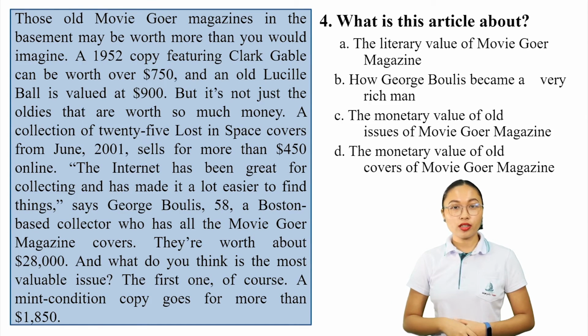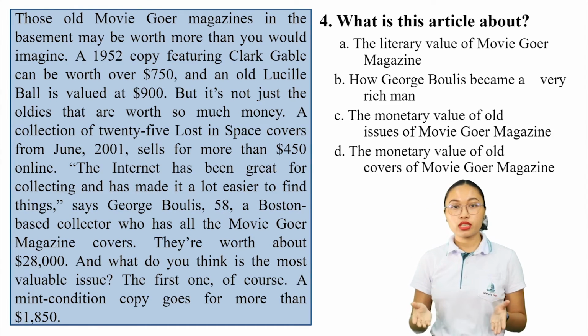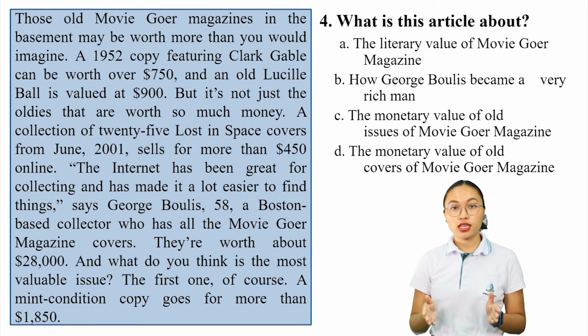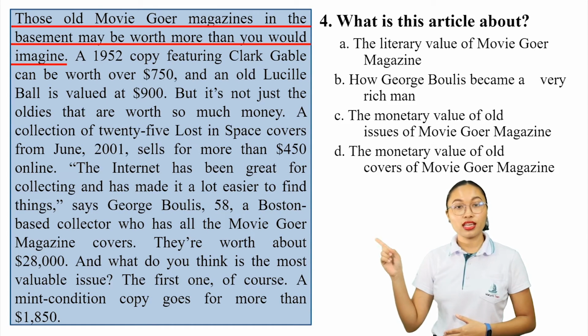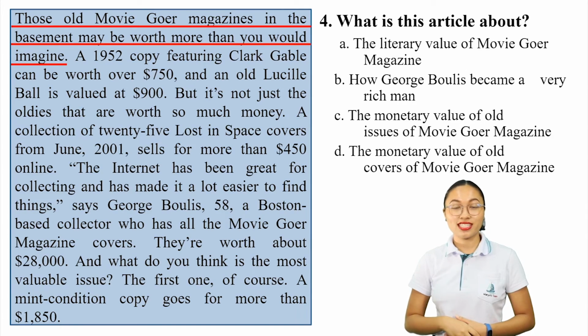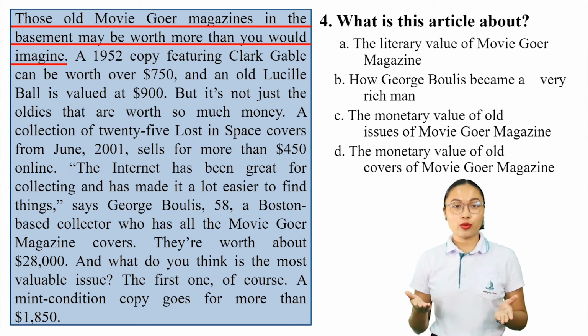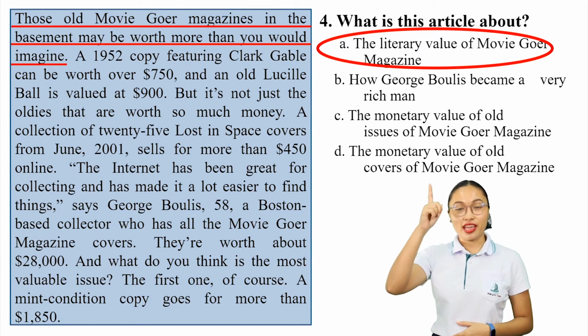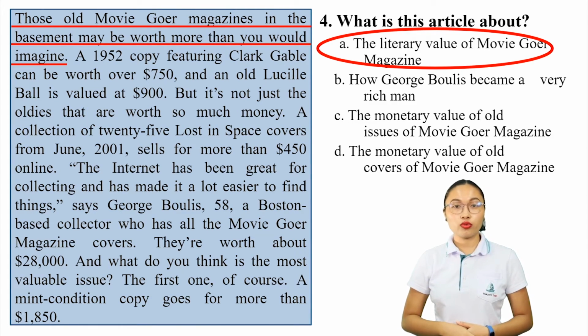Question number 4. What is this article about? We use skimming here. When skimming, we are looking for the main idea. We usually find the main idea on the first sentence. Here, it says that the magazine is worth more than what is expected. The rest of the passage is the supporting details. The only letter that says the answer is correct. It's letter A, the literary value of Moviegoer magazine.